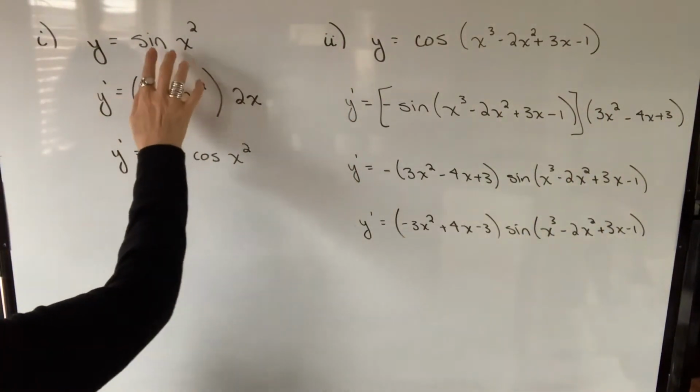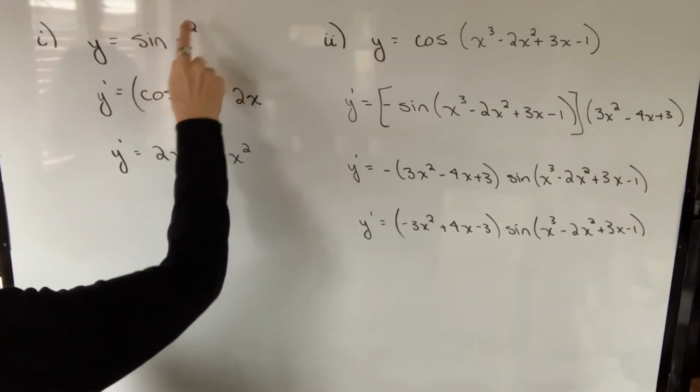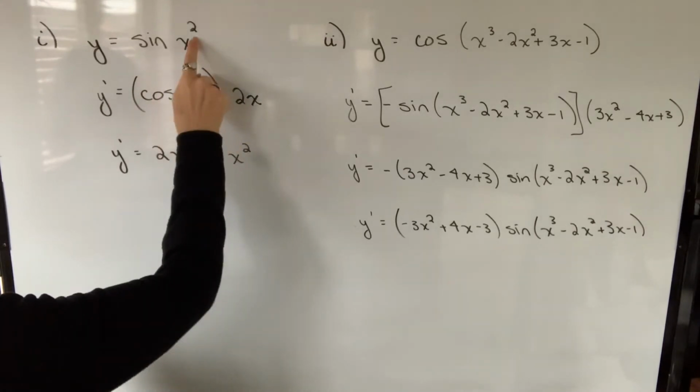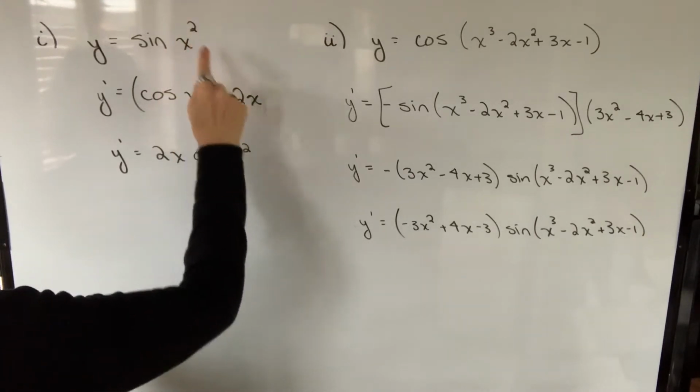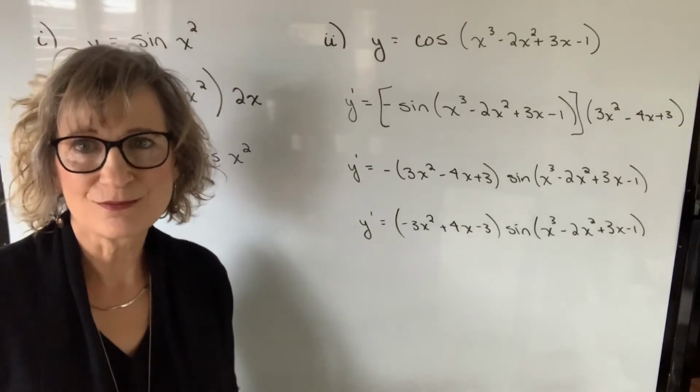Same thing here, it's a sine function first, and inside the sine function I have x squared. But I deal with the derivative of sine first, which is cos of that same function, and then I go inside and multiply by the derivative of that. Let's take a look at some more.